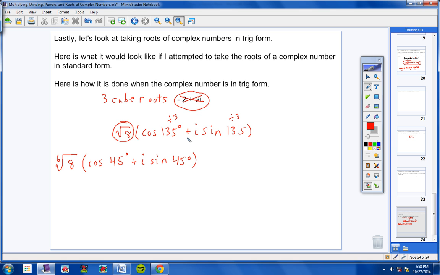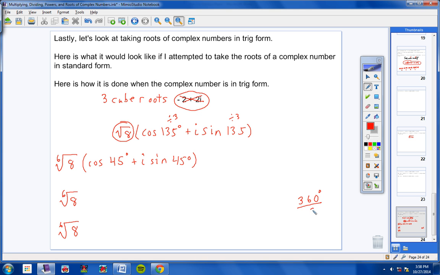So here's what you do. It's so simple. This does not change for your other 2 answers. Okay? And 360 does not change. You always take 360 and divide it by whatever the root is.